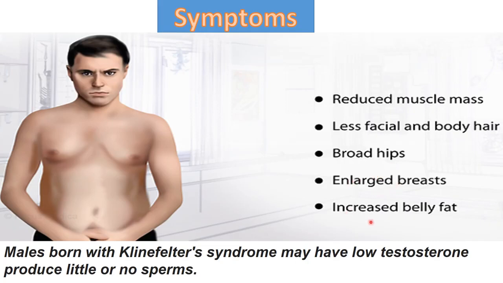Enlarged breast, increased belly fat. And because these males born with Klinefelter syndrome have low testosterone. You know, testosterone is the main male hormone. Okay, so due to low testosterone, there will be reduction in sperm production, because you have studied in the reproduction chapter that testosterone hormone is required for spermatogenesis. So there is a low level of testosterone, that's why sperm production will be reduced, or there will be no sperm production.